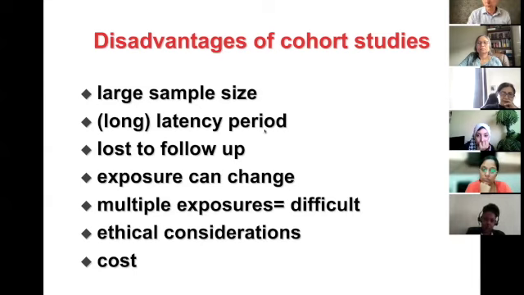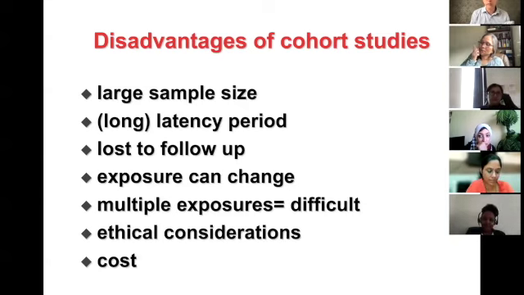In a concurrent cohort study, you often have to think about the latency period. Loss to follow up: over time, if you do a study over 50 years, like Richard Doll, you will lose lots of people who just moved to another country and you will not get information anymore. The exposure can change over time. People can stop smoking. Non-smokers can start smoking if they're stupid enough. And so on. Multiple exposure is difficult, I mentioned.